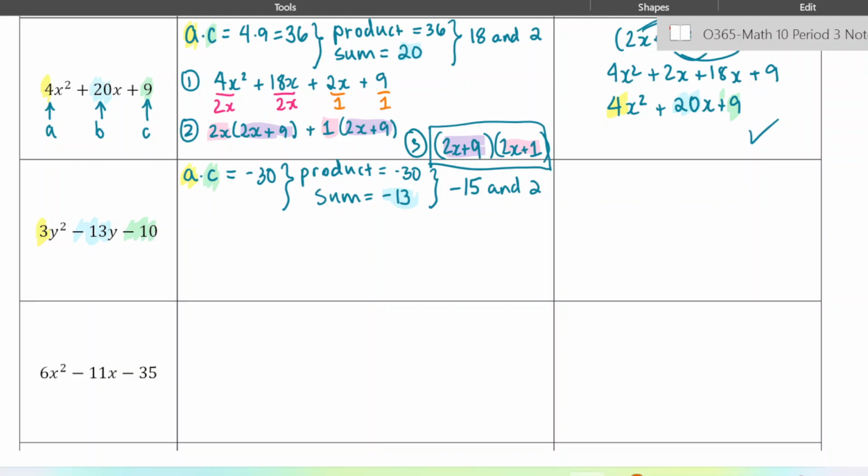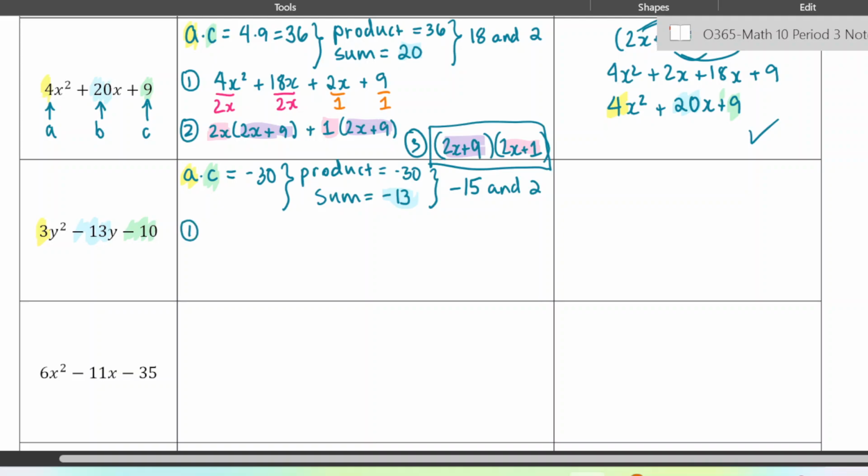Good. Okay, next step is always break apart that middle term. And it actually doesn't matter the order that you write them in or that you break that middle term up in. You'll get the same answer in the end. So I'm just going to break it up in the order that I have it written here. So I'm breaking the negative 13y into negative 15y and positive 2y.